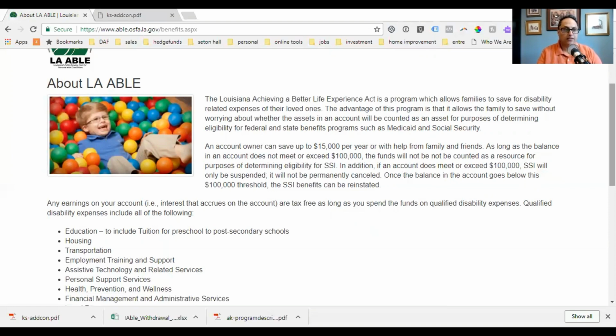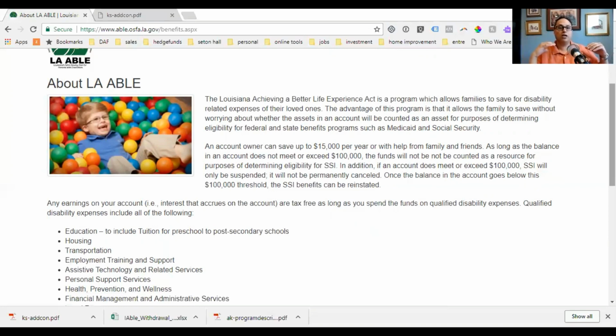Now, one of the things that I like that LA ABLE is addressing right away is, regardless of what this plan or maybe other ABLE accounts allow you to do in the balance, right? Some plans have $400,000 balances or $300,000 balances.